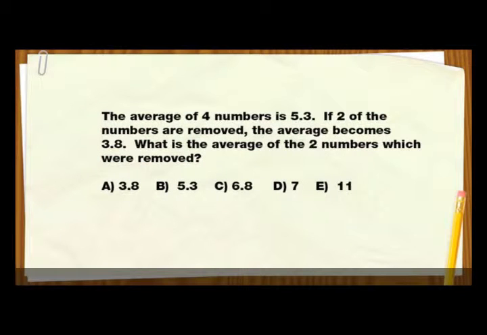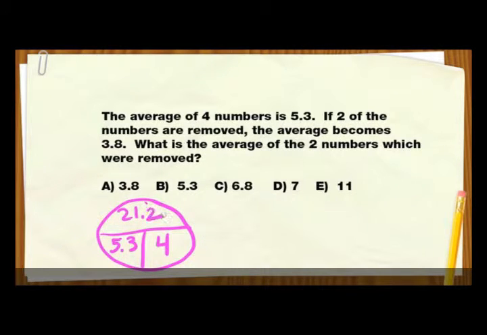Okay, so this question says the average of 4 numbers is 5.3. If 2 of the numbers are removed, the average becomes 3.8. What is the average of the 2 numbers which were removed? Okay, so we're going to use a tan chart. And for the first part, it says the average of 4 numbers, so the 4 goes here, is 5.3. So the 5.3 goes here. And then we'd multiply these together to get our total. And 4 times 5.3 is 21.2.